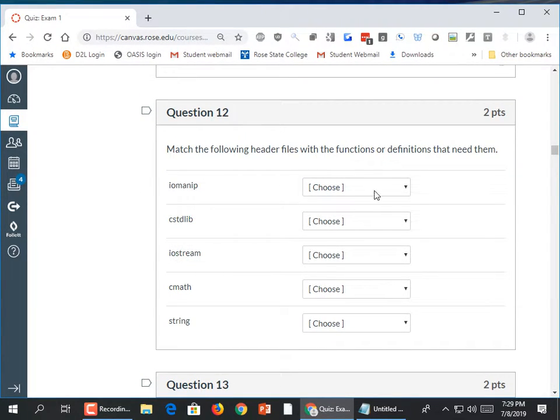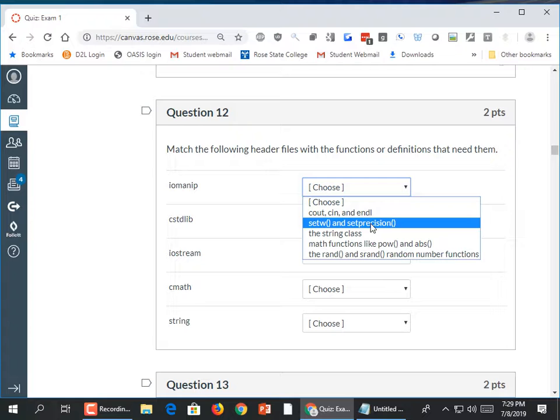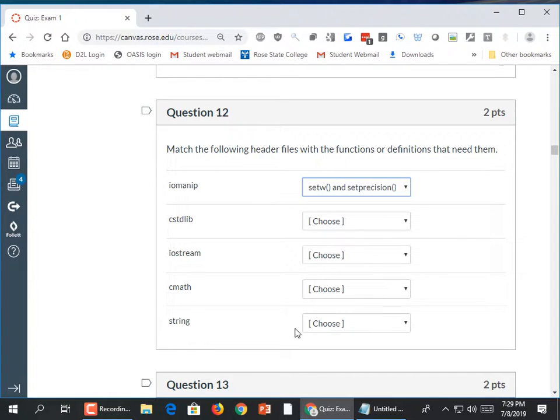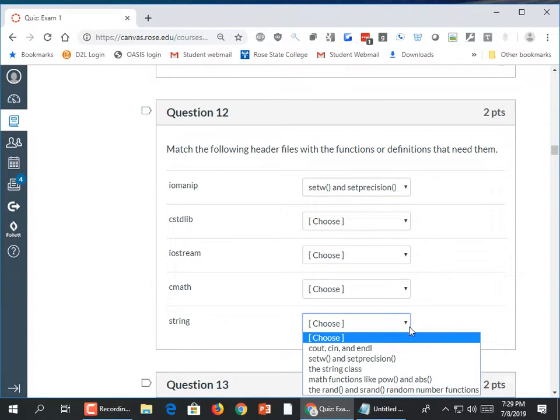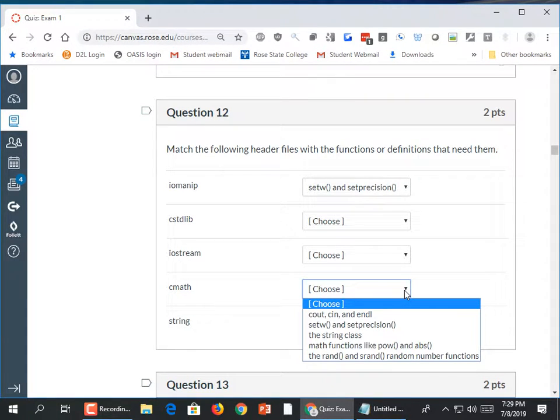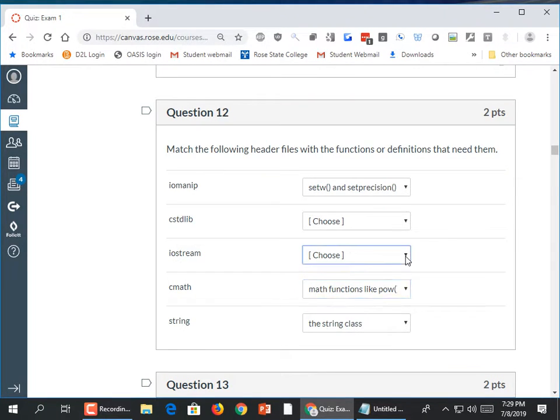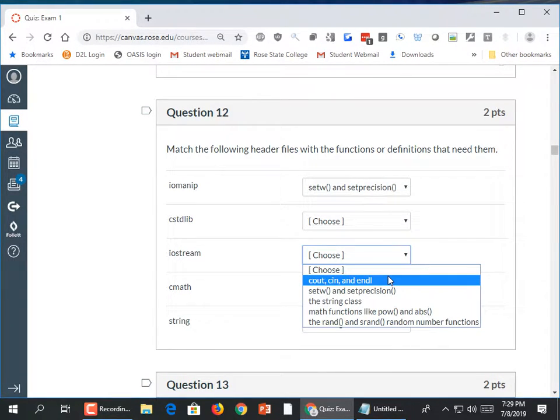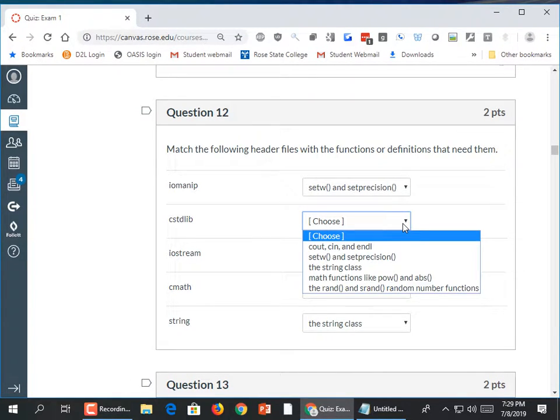So what does iomanip do? Setw and setprecision. String gives you the string class. That's pretty obvious. Math gives you math functions. iostream gives us cout, cin, and endl. And so that leaves the last one. There weren't any sneaky extra answers.